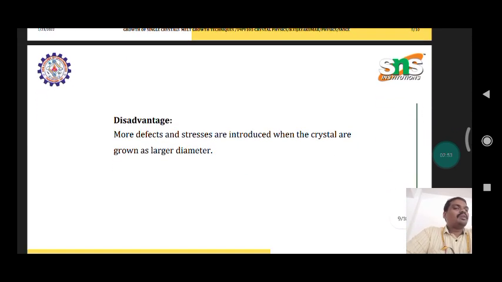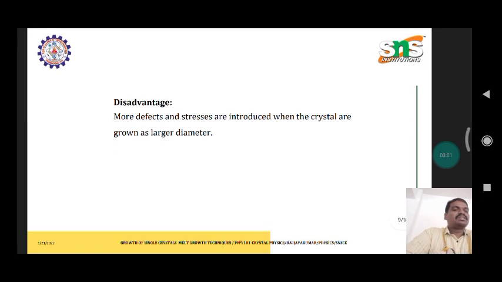Disadvantages: more defects and stresses are introduced when the crystals are grown at larger diameter. These are the disadvantages.